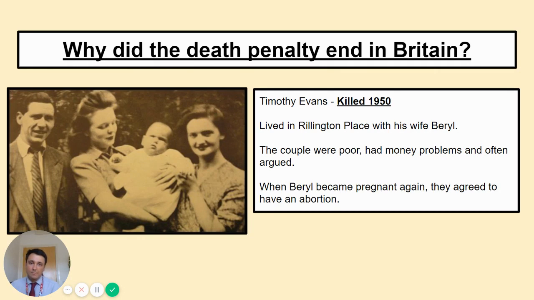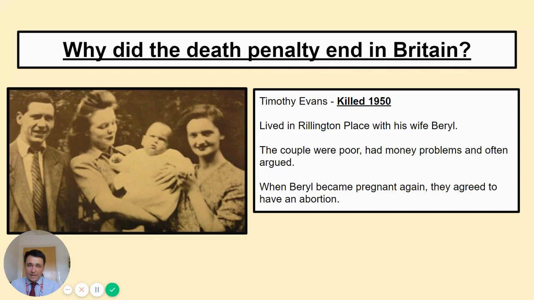And our first one is Timothy Evans, and he was killed in 1950. Now, Timothy Evans lived in a small flat in Rillington Place with his wife Beryl and his young daughter. Now, the couple were poor, they had money problems, they often argued like many couples do, and Beryl became pregnant again, and they could not afford a second child. They just couldn't afford it. They were barely surviving as it was. And so they agreed that they would need to have an abortion.